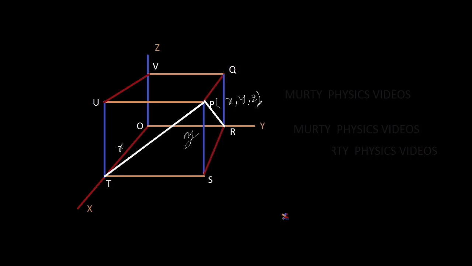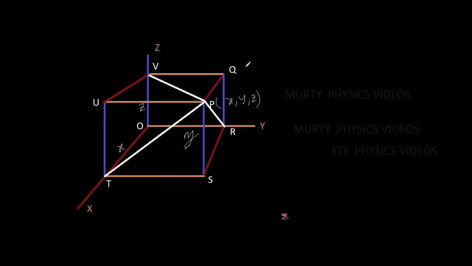What is z coordinate? Similarly, if you draw a normal from the point P onto the z-axis like this, it cuts the z-axis at point V. Now the distance of V from the origin is the z-coordinate.